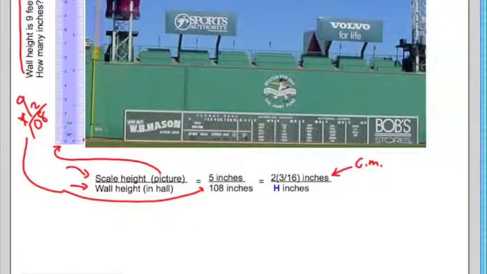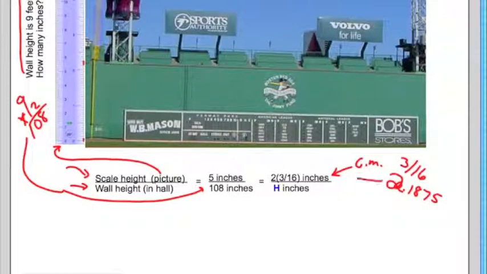Now, the first thing I want to do is measure the height of the green monster. So how tall is the green monster right there? If I do that, I get the measurement 2 3/16. Now, 3/16, you don't know off the top of your head probably, so you have to divide that. And 3/16 on your calculator turns out to be 0.1875.